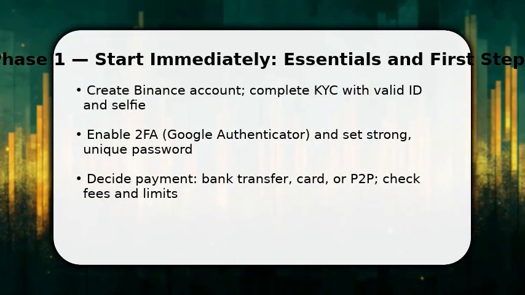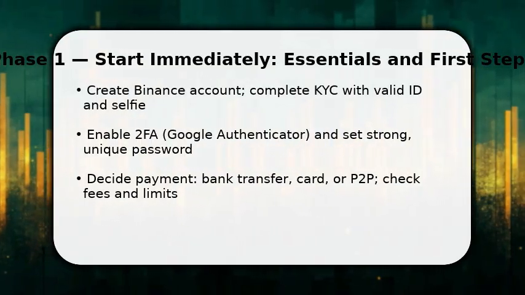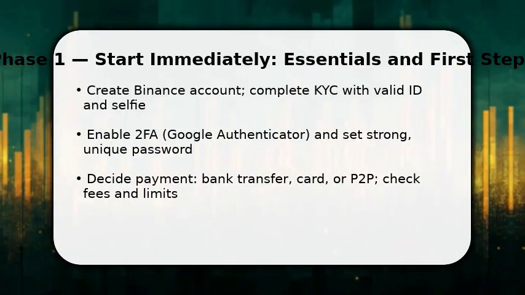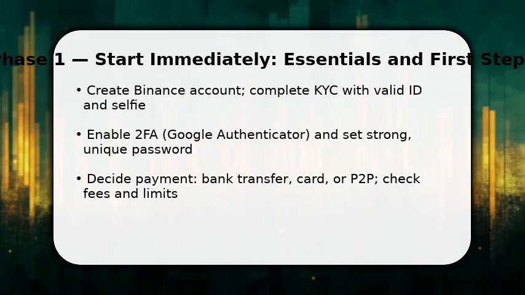You start by creating your Binance account and finish KYC right away. This unlocks fiat options. Once done, enable 2FA, use Google Authenticator for stronger security, and set a unique password.